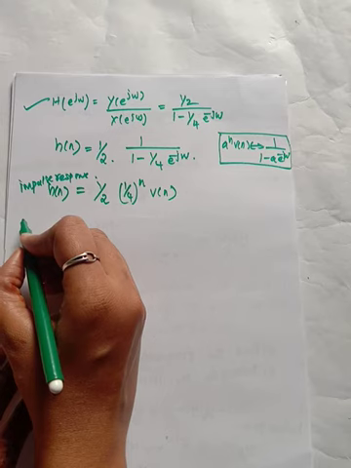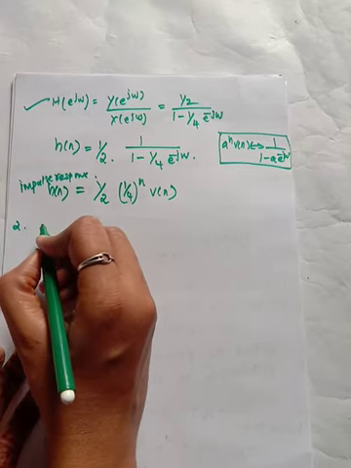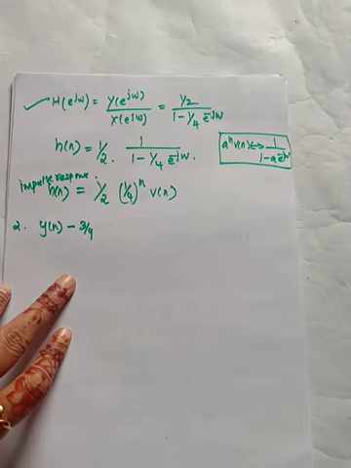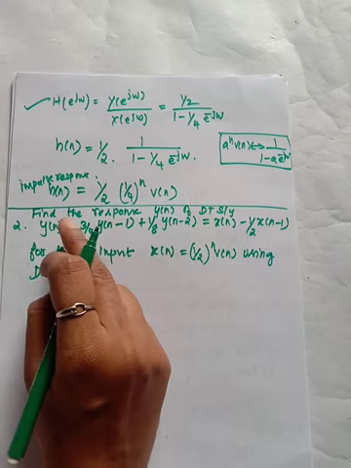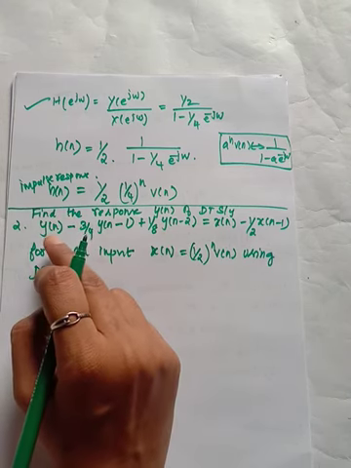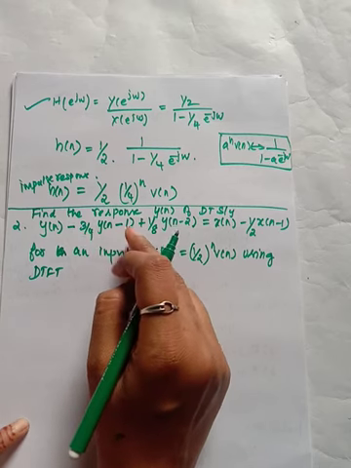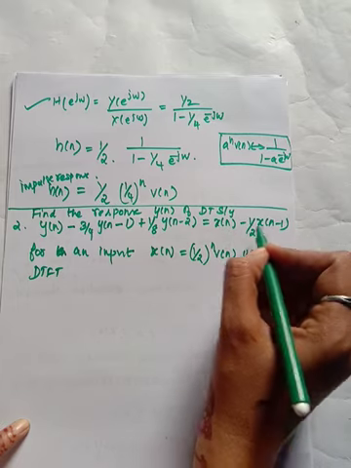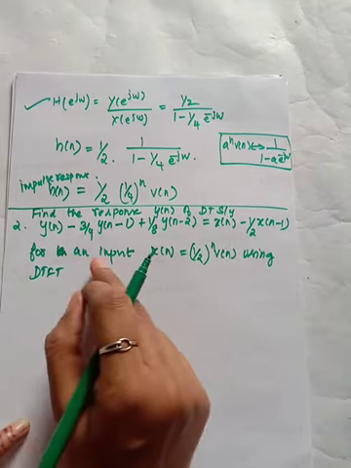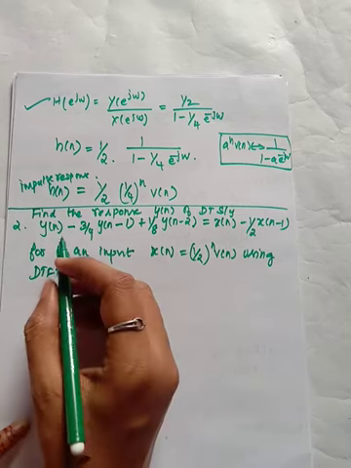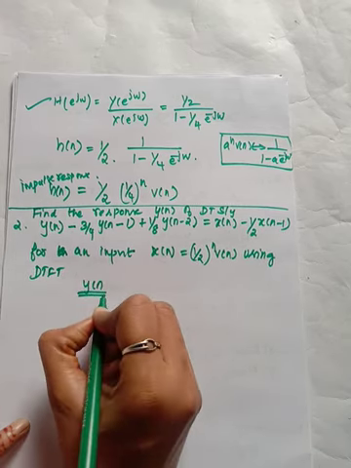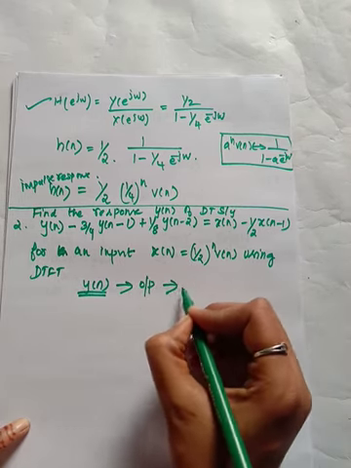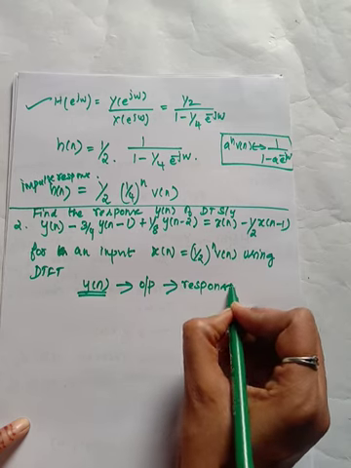Then we will discuss another problem, the second one. See this problem: find the response of the discrete time system y of n minus 3 by 4 y of n minus 1 plus 1 by 8 y of n minus 2 equal to x of n minus 1 by 2 x of n minus 1, for an input x of n, using DTFT. So what you need to find is the response y of n. The output of the system y of n is nothing but the response. We will name this as the response.